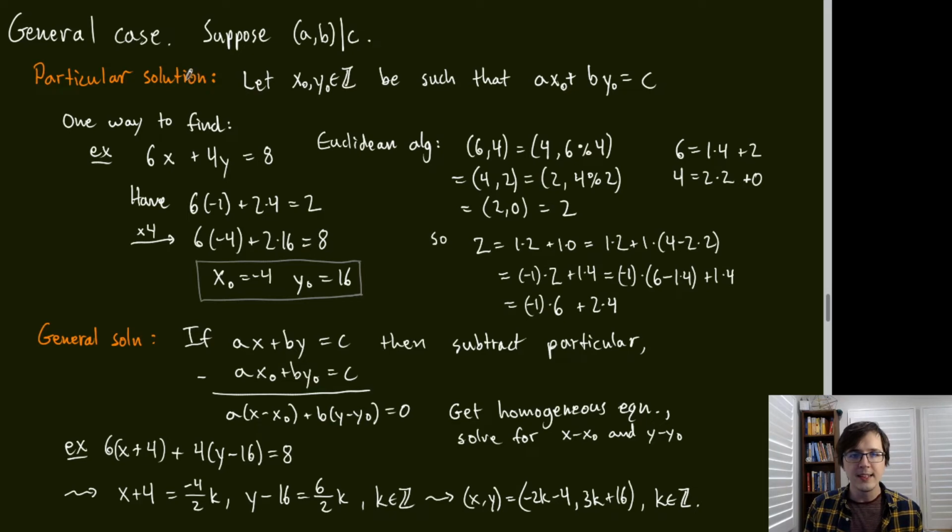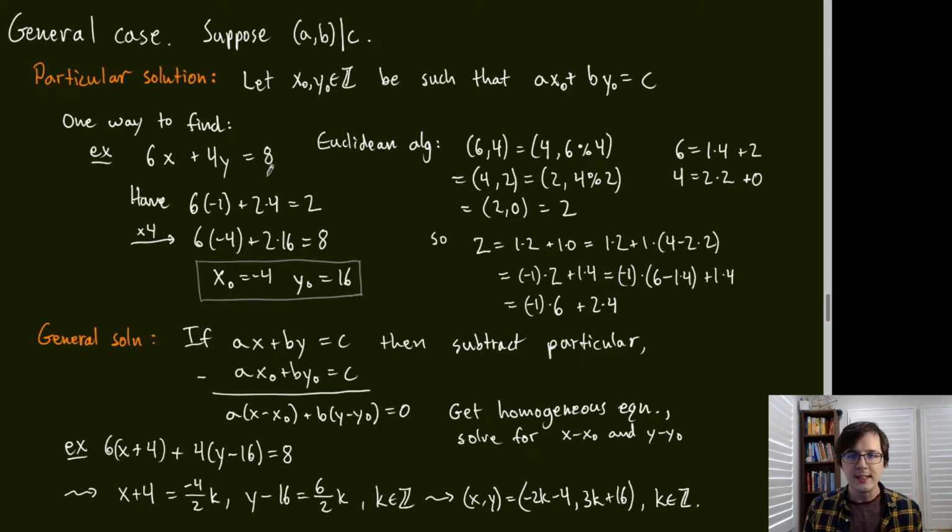So the particular solution is just some integers x0 and y0 that solve the equation. And you can find this in any way that happens to work for you. There is a general method for this, and that is through the Euclidean algorithm, which I'll show you how. So here's one way to find it for this example: 6x plus 4y equals 8.